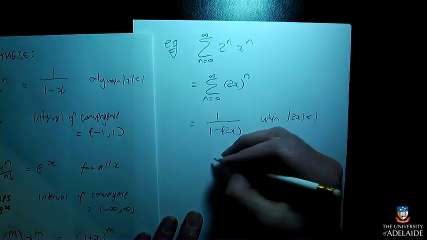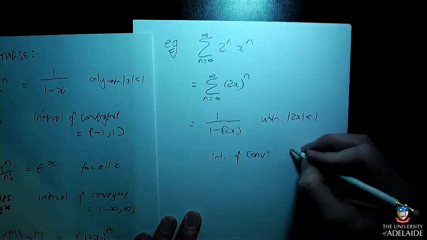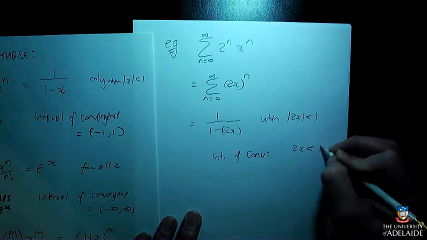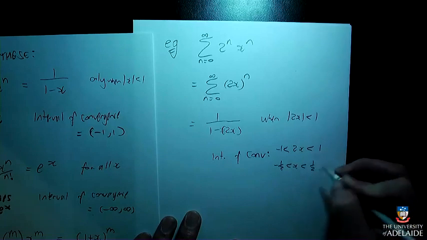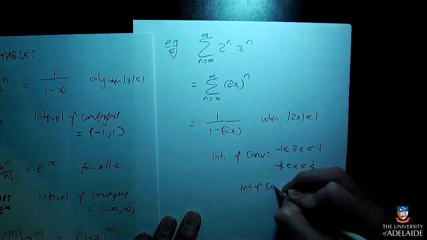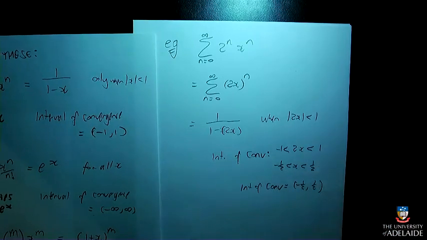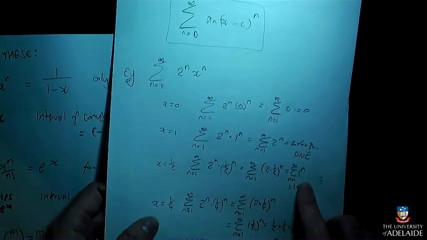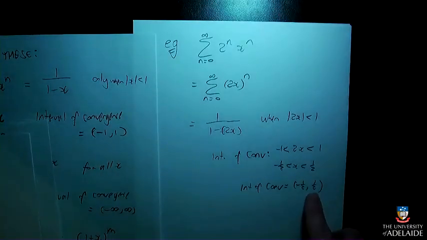And so this one has an interval of convergence from, well, let's see, the 2x has to be between 1 and minus 1, and so the x has to be between 1 and minus a half. So the interval of convergence is from minus a half to plus a half. When I chose a half, it didn't converge, but when I chose something less than a half, it did. That's saying anything less than a half is going to converge.